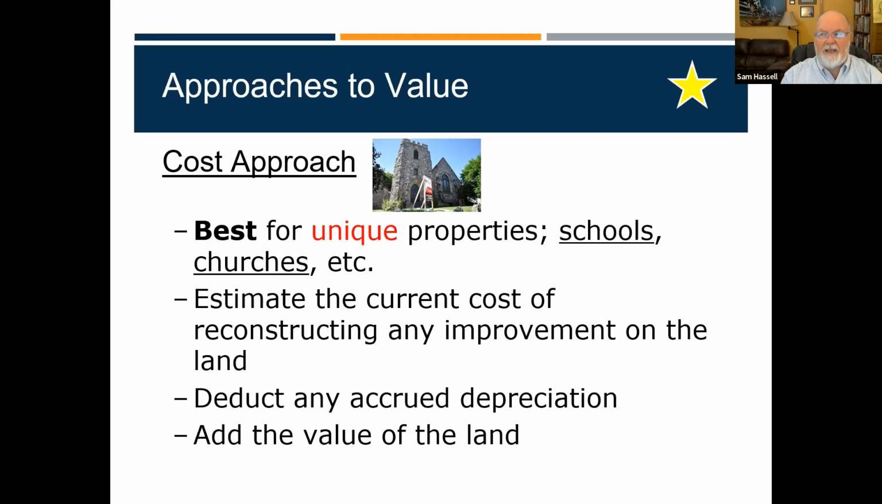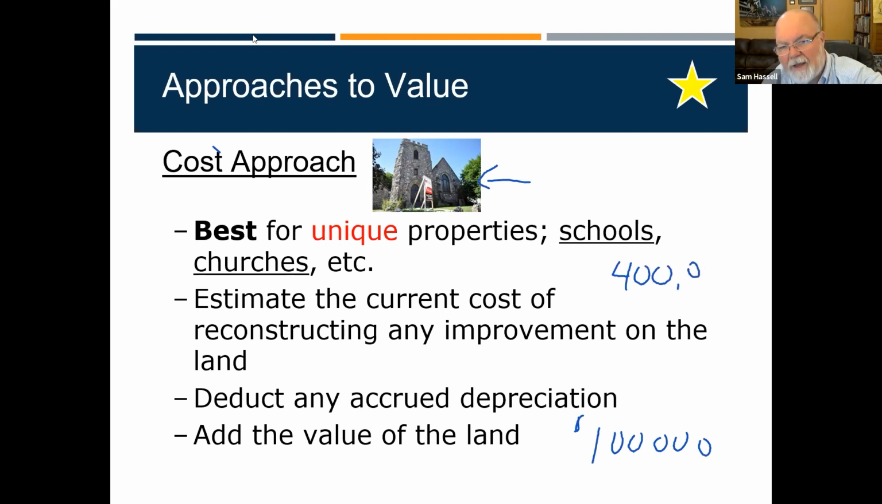We got to remember one key item here. Land, the dirt, never depreciates. So it's always the building that depreciates, okay? So we want to estimate the current cost of reconstructing and then deduct any accrued depreciation and then add back the land, okay? So the land is always going to be there. In this particular case, let's just throw out some numbers, because we're allowed to, all right? Let's say I have a land value of $100,000, that's the land value. And let's say it's going to cost me $400,000 to rebuild this building with new products, okay?